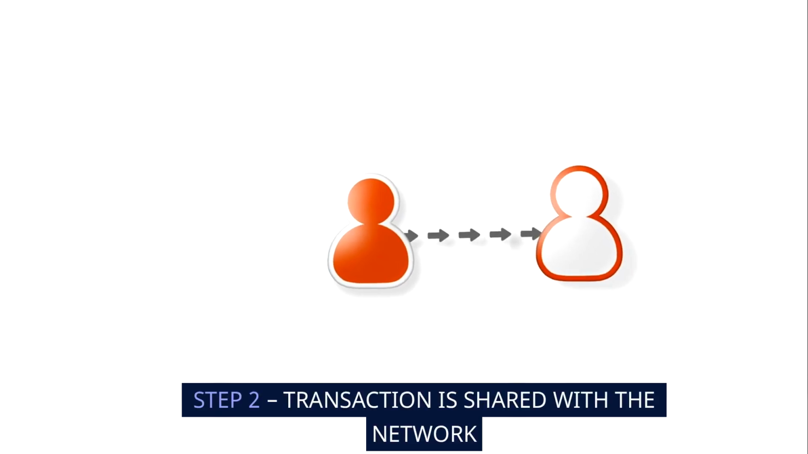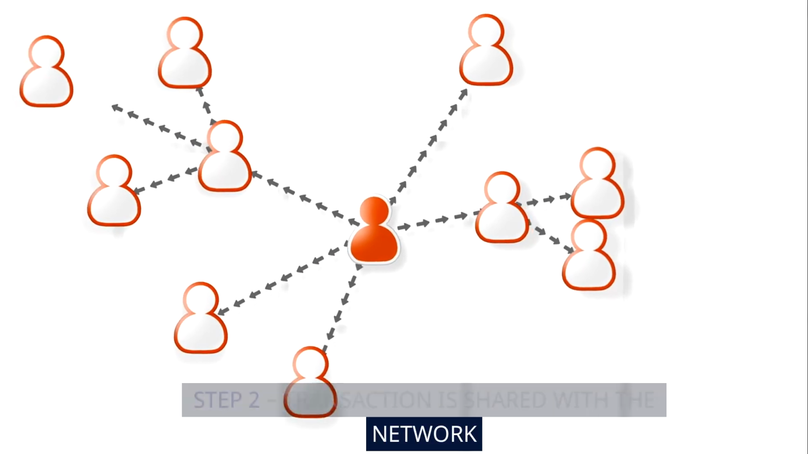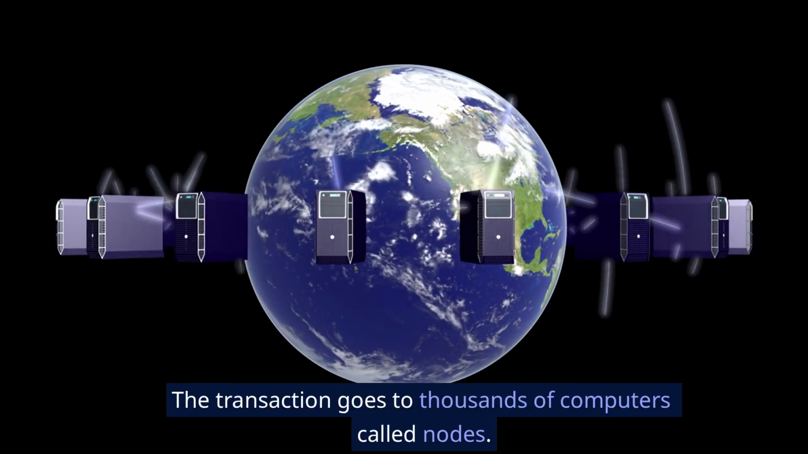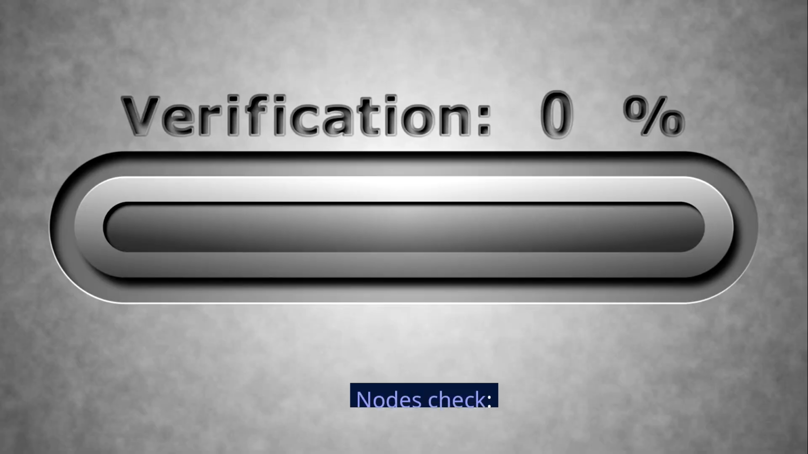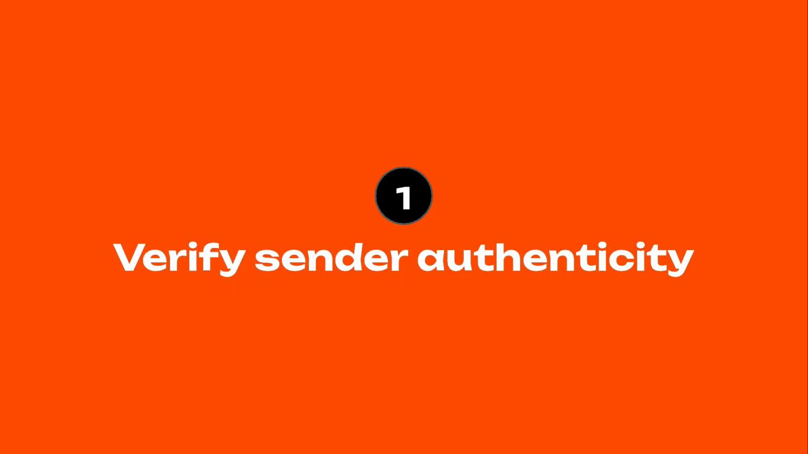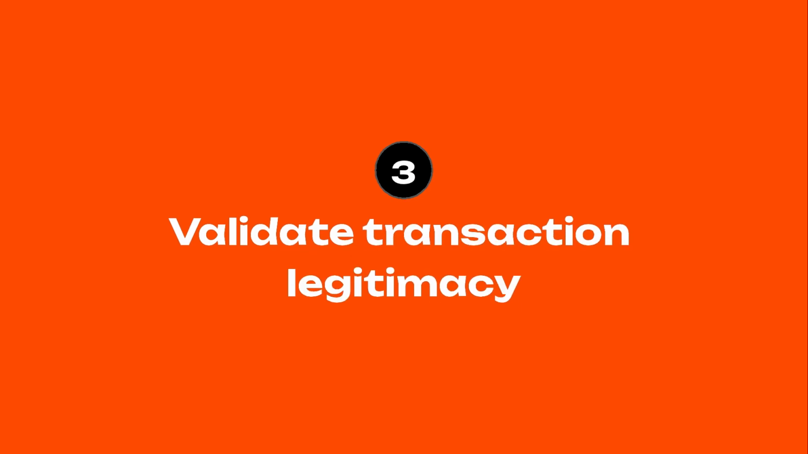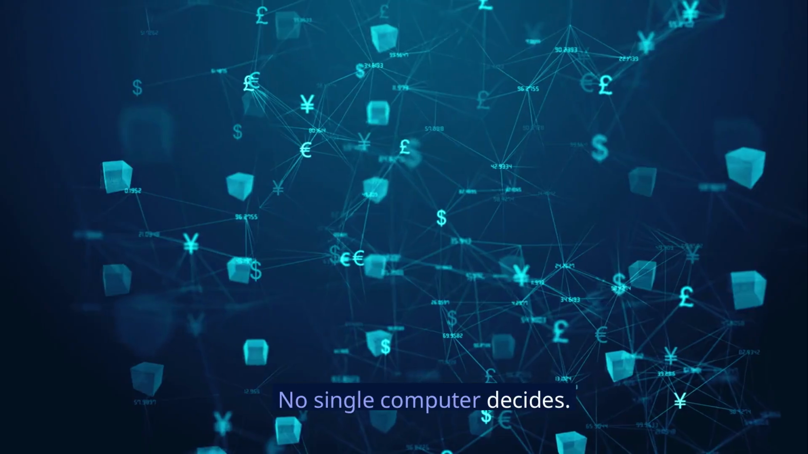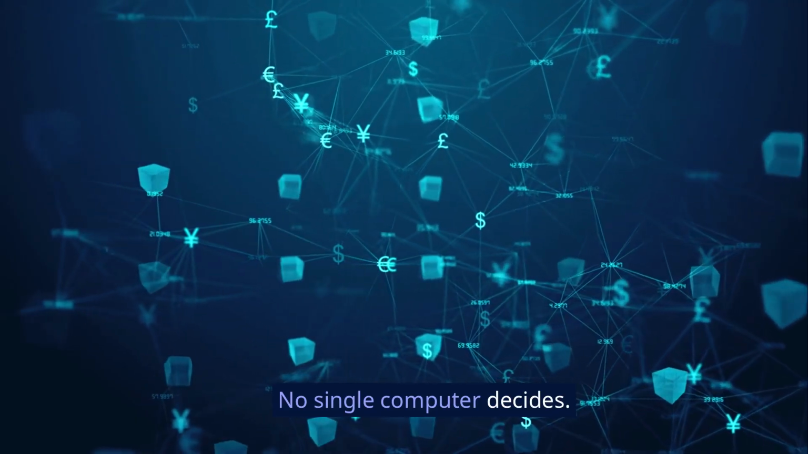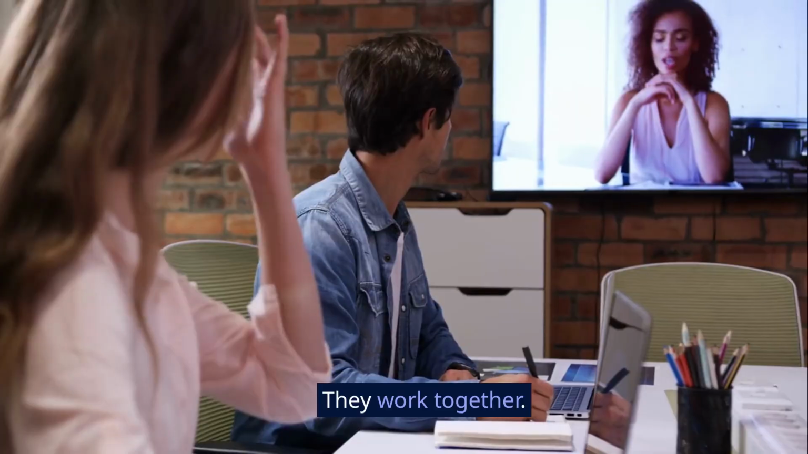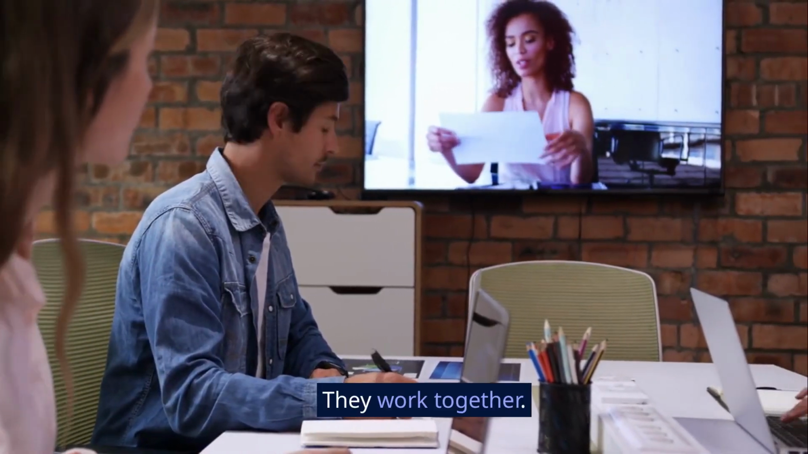Step 2. Transaction is shared with the network. The transaction goes to thousands of computers called nodes. Nodes check: Is the sender real? Do they have enough balance? Is the transaction valid? No single computer decides. They work together. This is called decentralization.